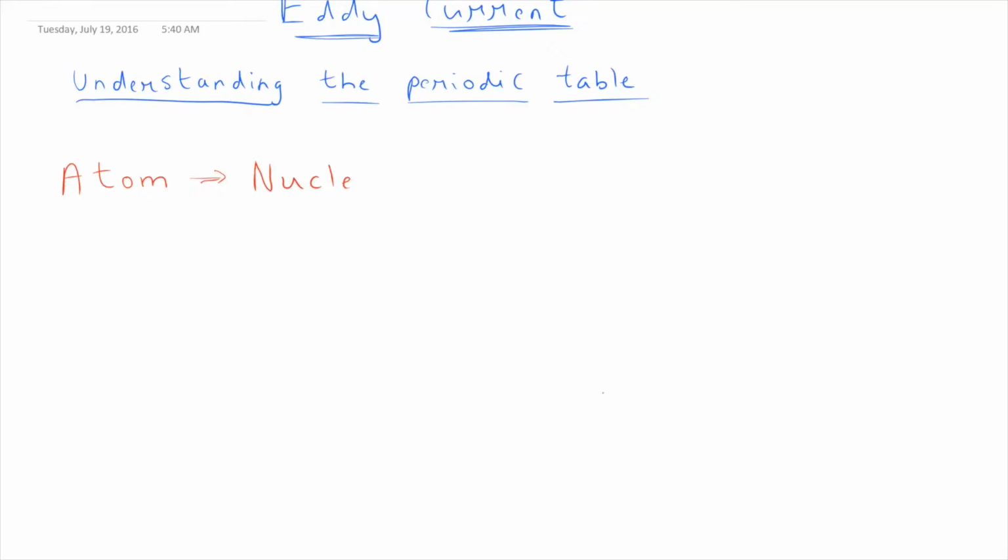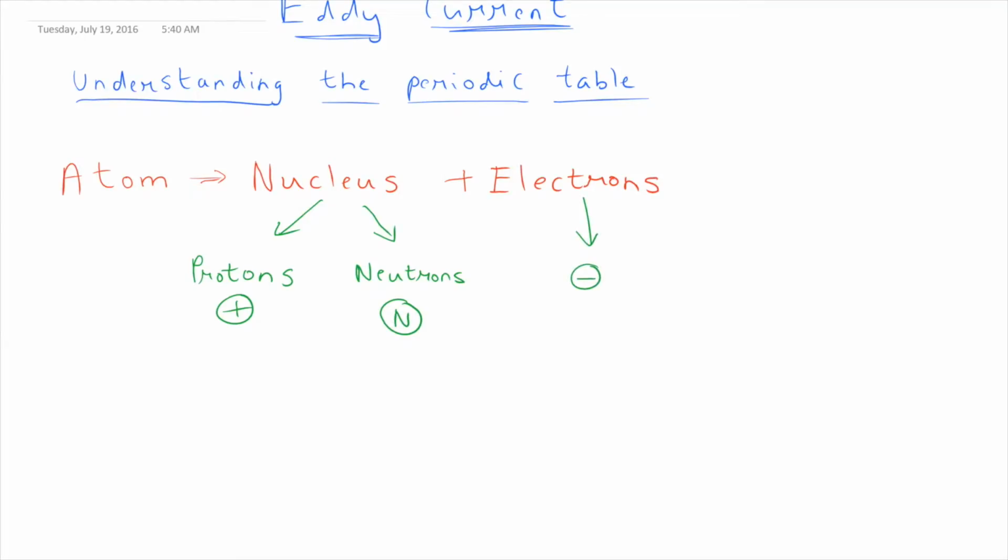So an atom is made up of a nucleus and electrons. The nucleus is made up of protons, which are positive, and neutrons, which are neutral, and electrons are negatively charged. Also, the number of protons is always equal to the number of electrons.